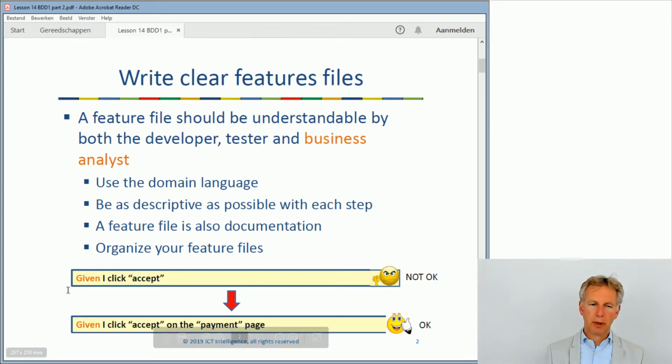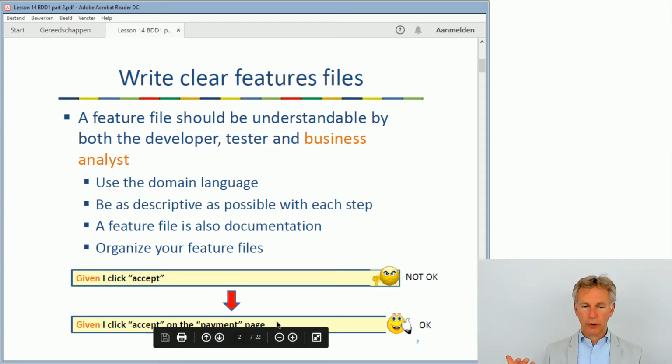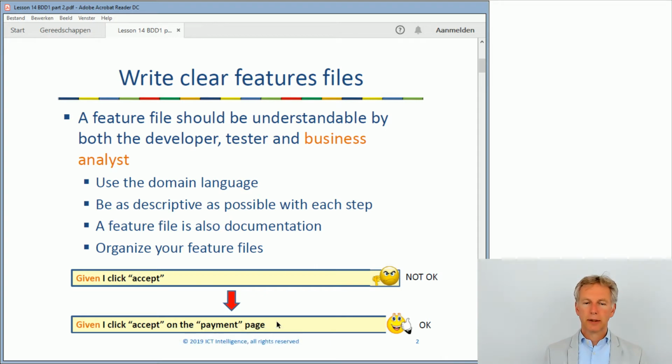So here, for example, I say, given I click accept. That's not really clear, accept where or what. But if I say, given I clicked accept on the payment page, then it also makes sense for the product owner, okay, that I accept the payment. So be as clear as possible.